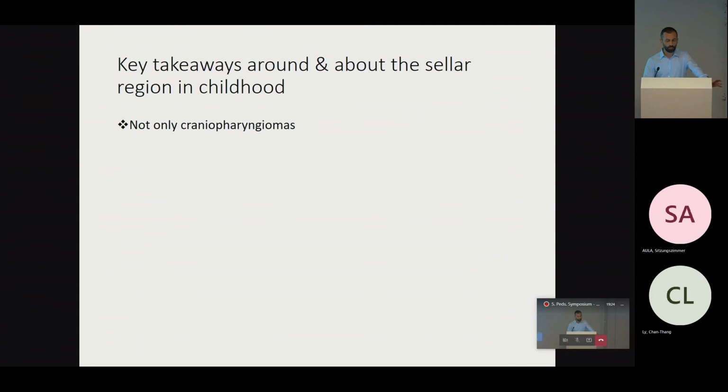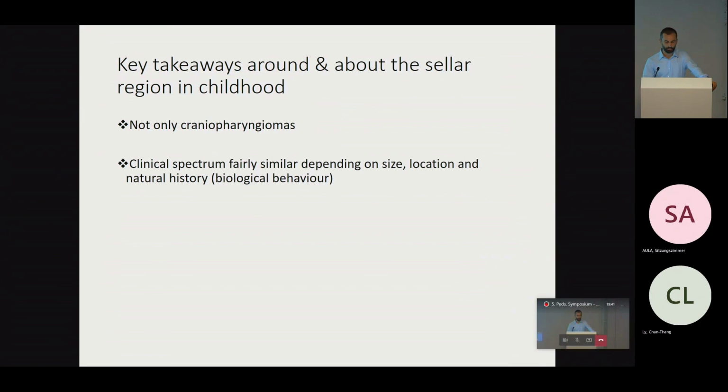So key takeaways: not only craniopharyngiomas. Most of the pathologies involving the sellar and suprasellar region are not surgical. When you see a scan with an abnormality, you should bear in mind that there are many other non-surgical pathologies. The clinical spectrum is fairly usual and regular, and usually involves either raised intracranial pressure from obstructive hydrocephalus, endocrine and visual dysfunction, and neurobehavioral changes.